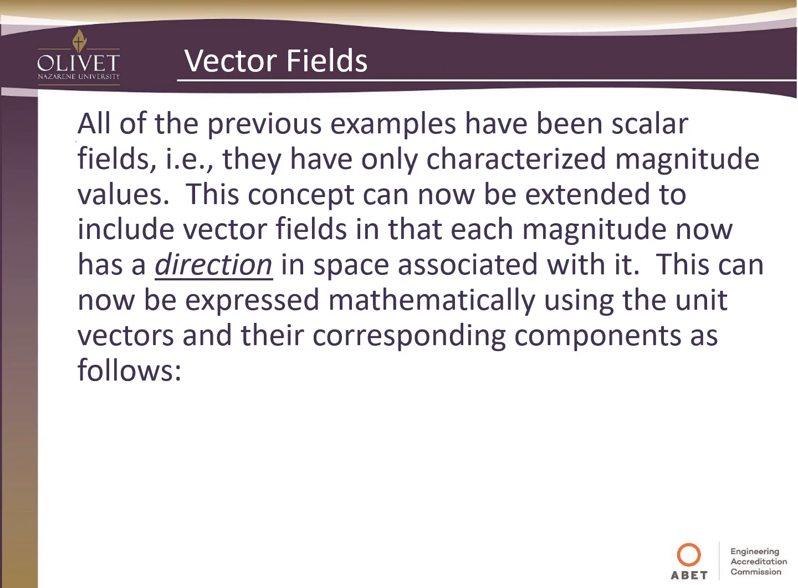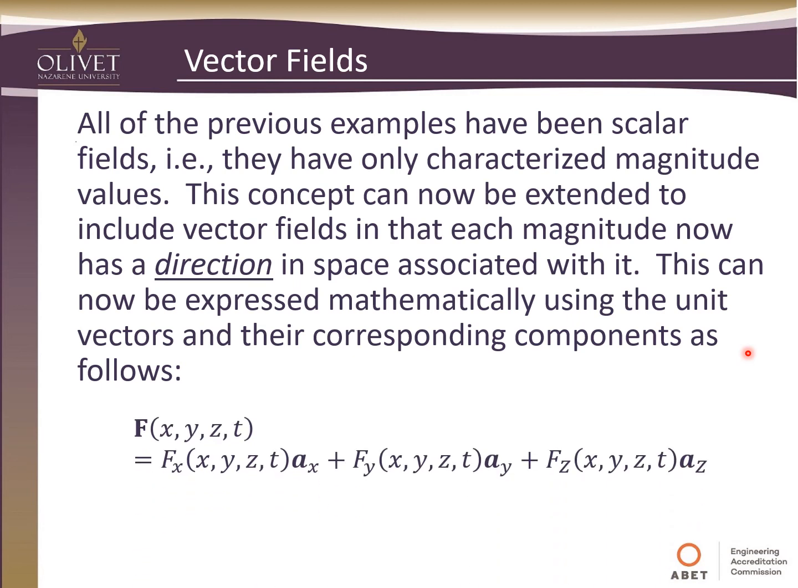So all the previous examples so far have been scalar fields. That is, they have only characterized magnitude values. This concept can now be extended to include vector fields, in that each magnitude now has a direction in space associated with it. This can now be expressed mathematically using the unit vectors we've talked about before, ax, ay, and az, and their corresponding components. And so the function would be in this form. We'll have our vector field function here, and then you can see there's the magnitude, and it's going to vary over x, y, z, and t for x, and for y, and for z, and then in the associated directions.